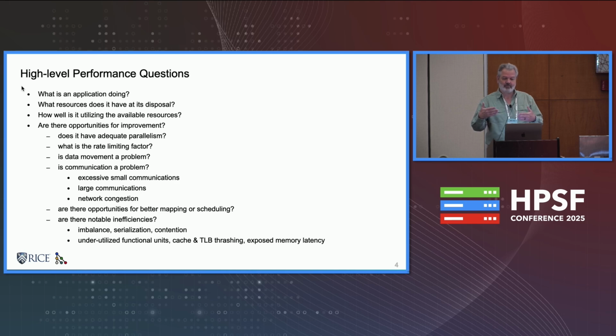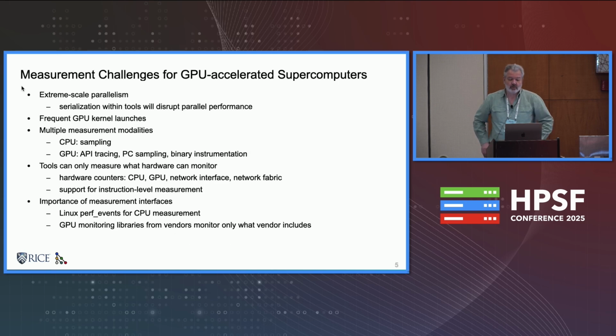And if your computation is in a thread that's moving back and forth, what are you really monitoring anyway if you don't have the same counters on the different kinds of cores? So the monitoring is quite a hard problem. So some measurement challenges for these GPU accelerated systems.